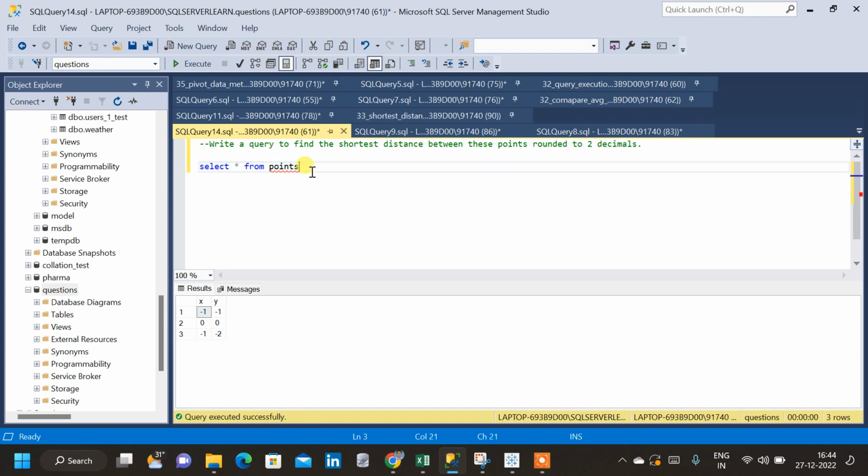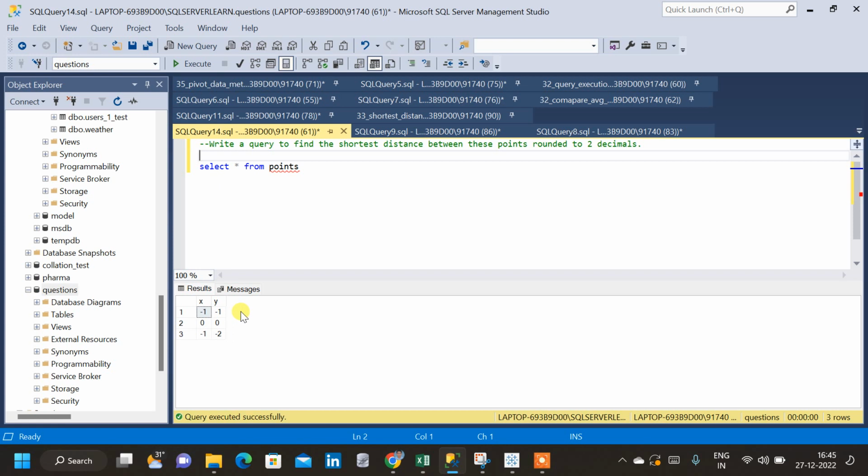And what we have to do is write a query to find the shortest distance between these points, rounded to 2 decimals. The first pair is -1, -1. The first Cartesian coordinate is -1, -1. The second coordinate is 0, 0. The third coordinate is -1 and -2. So we have to find the distance between each of the points and see which is the shortest distance between these points.